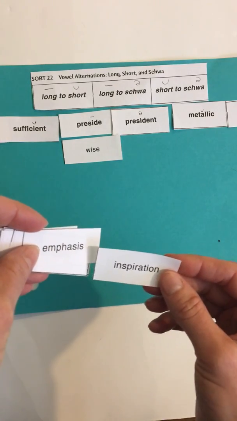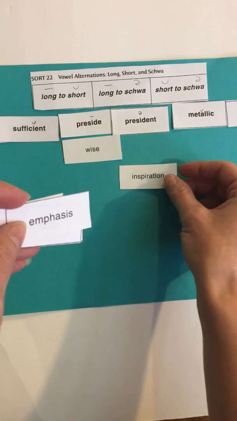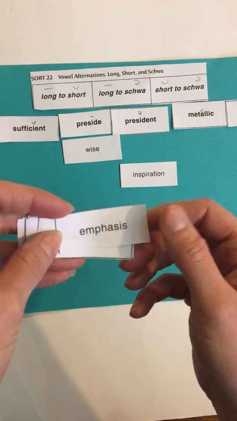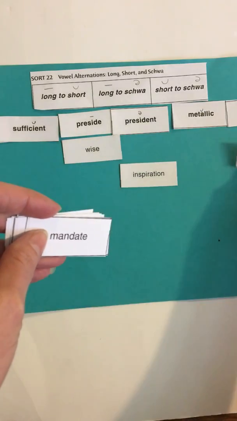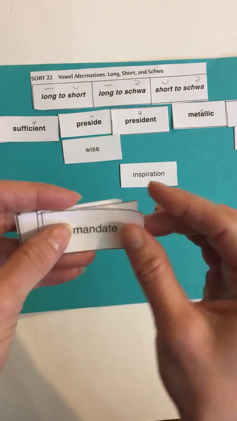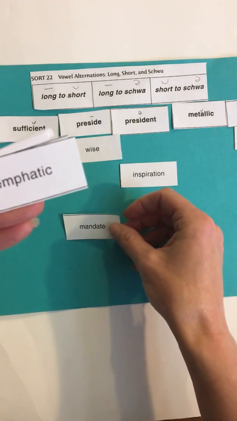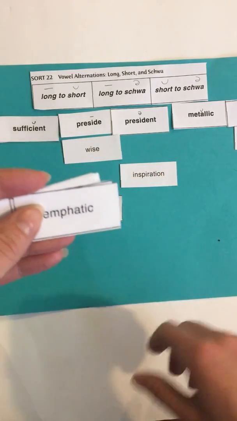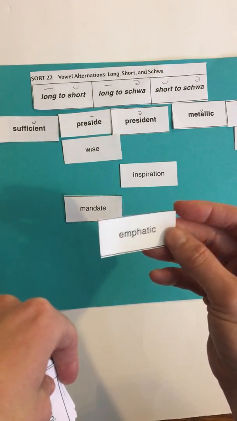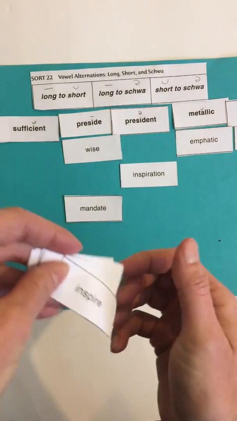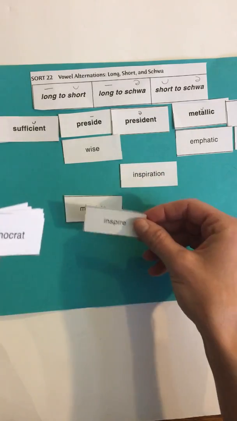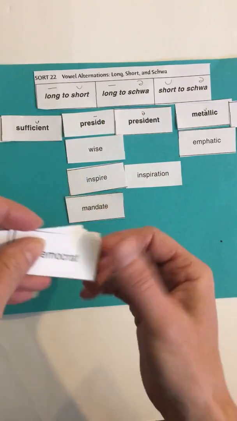Inspiration. That one's going to be a schwa one. Emphasis is going to be a schwa. Mandate. Mandate. Long. Emphatic. I like that word. Emphatic goes with emphasis. Inspire is long and it goes with inspiration.